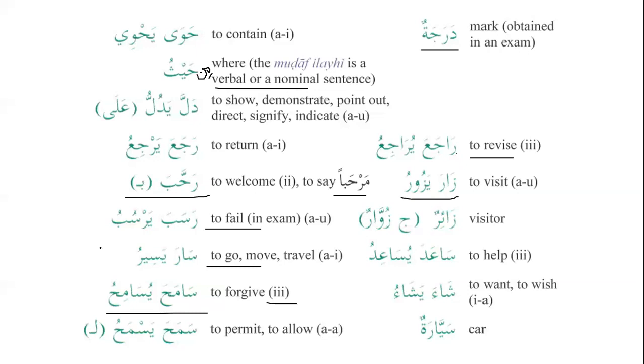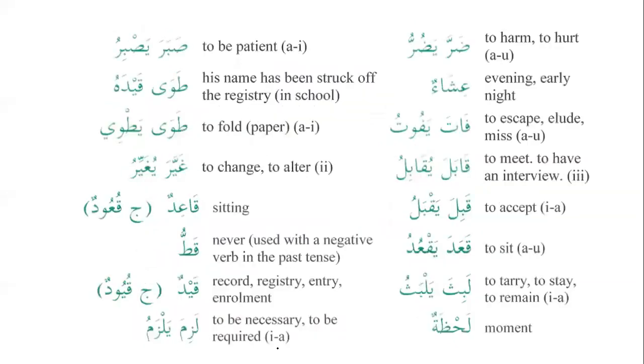Similarly, sa'ada yusa'idu, to help, number 3. Sha'a yasha'u, okay, to want, to wish. What will be the masdar of sha'a yasha'u? Shay'un. Shay'un wa mashi'atun, that's right too. Excellent. And then we have samaha yasmahu li, to permit, to allow someone. And then we have sayyaratun, that means a car. Then we have sabara yasbiru, to be patient.